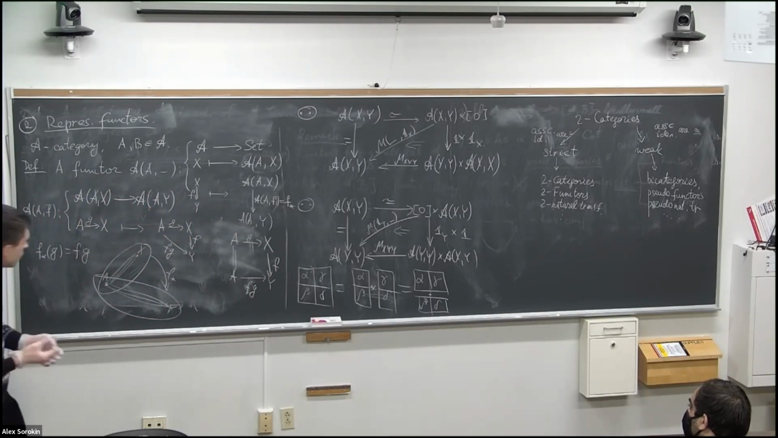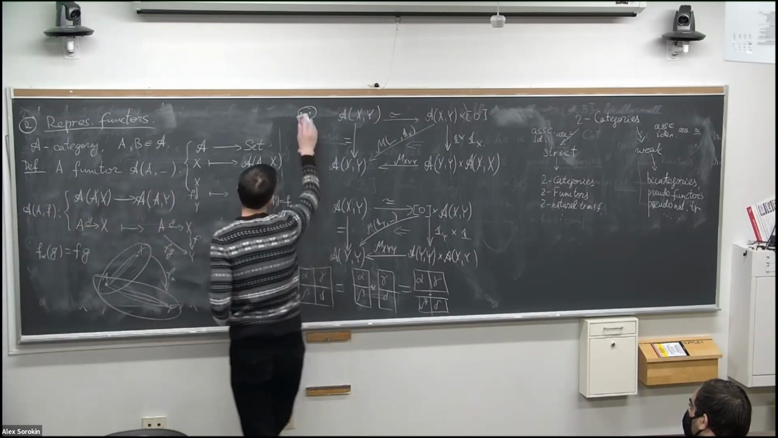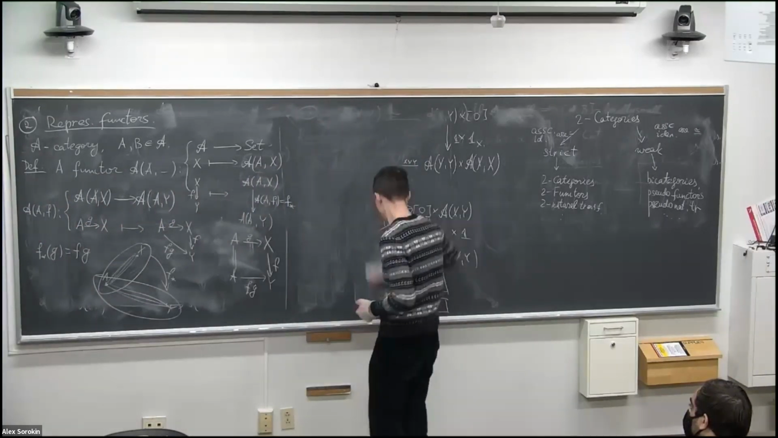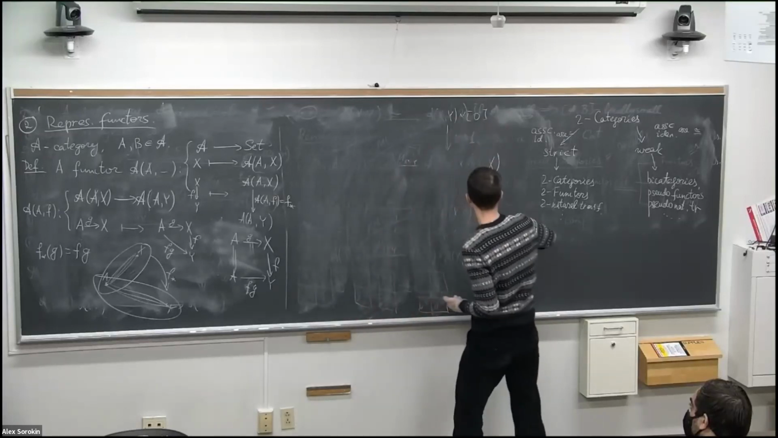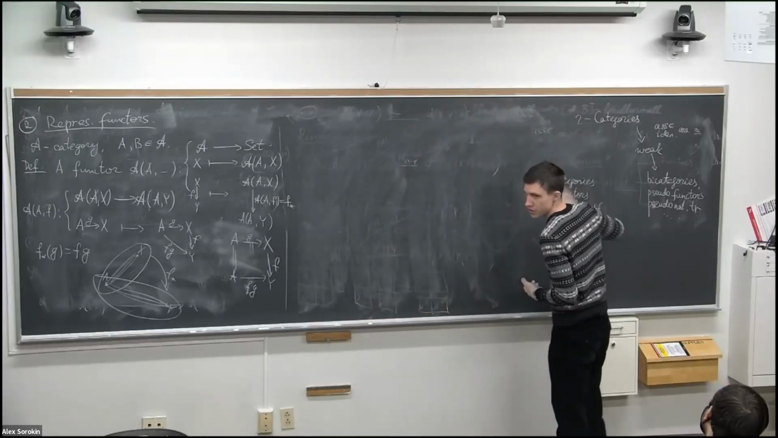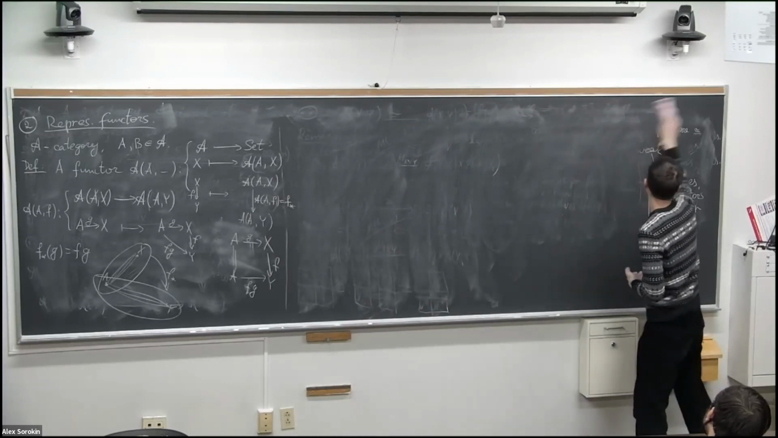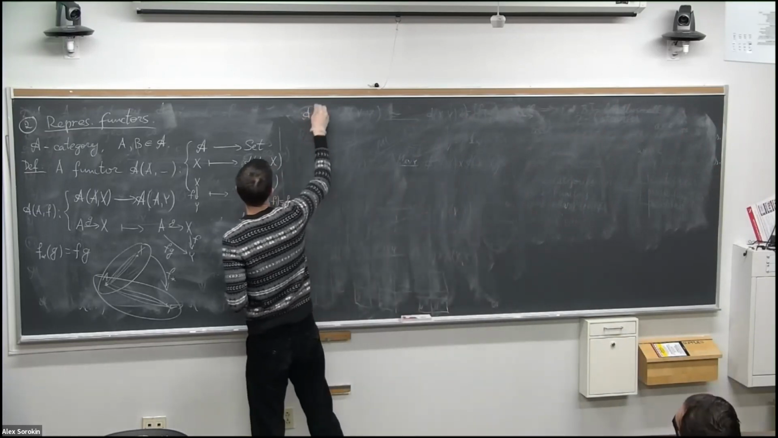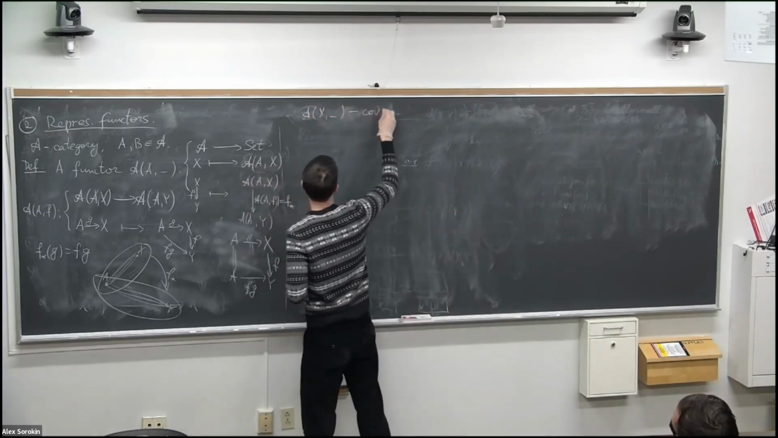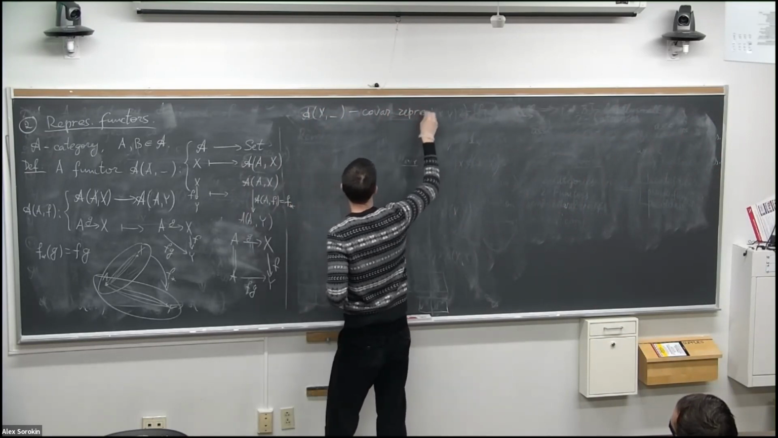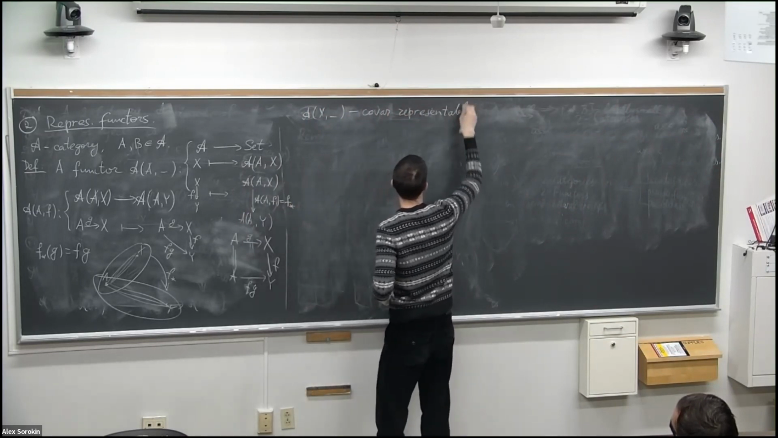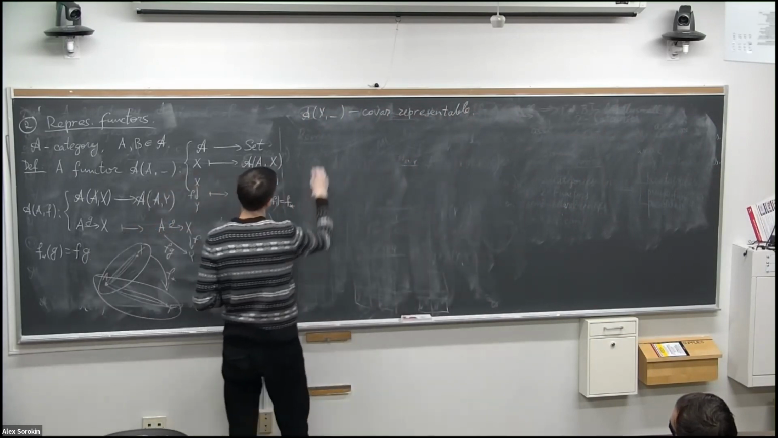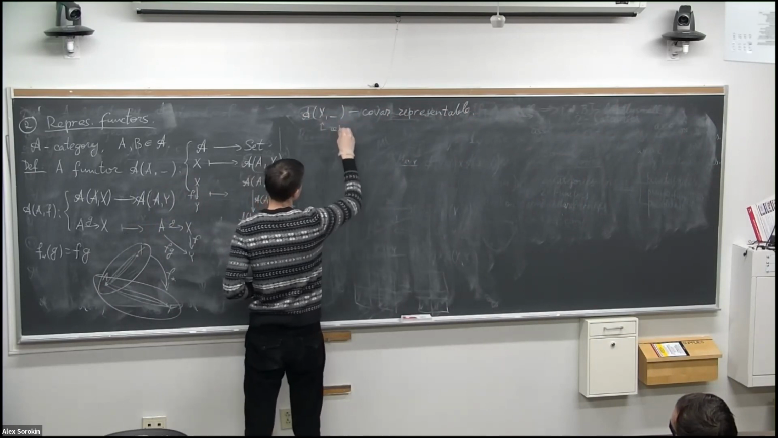Such a functor will often also be called a covariant representable functor. X is the representing object.